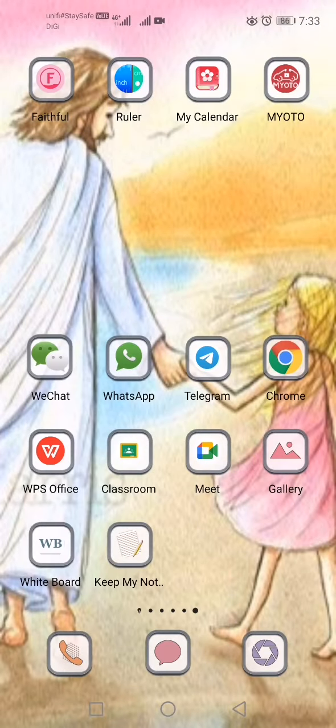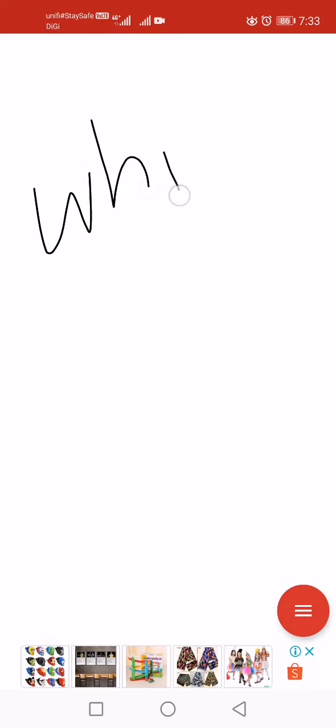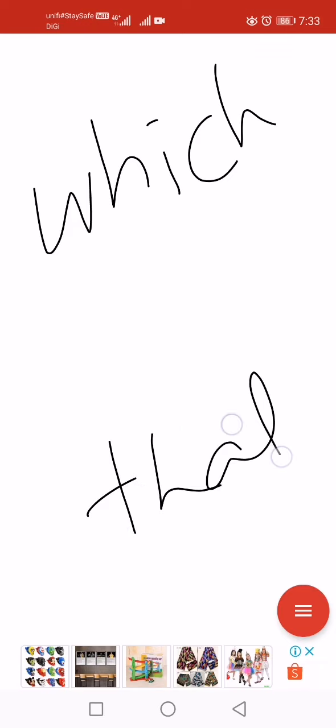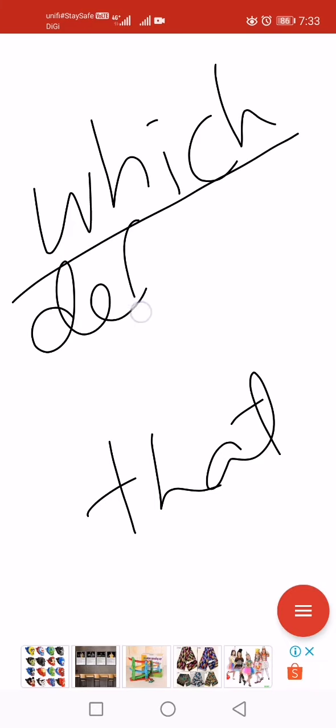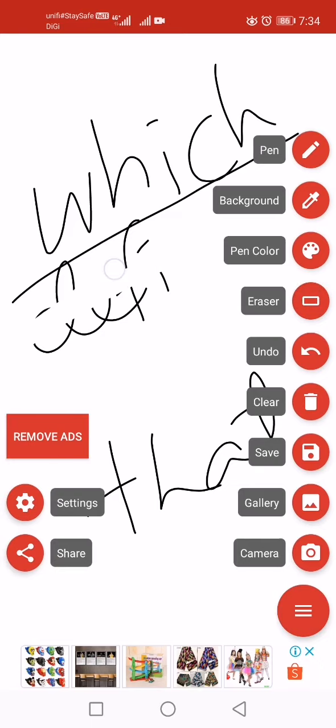So let's look here. This is the biggest confusion, which and that. When do we know to use which? When do we know to use that? So just remember, which is for defining clauses. Sorry. Where is it?